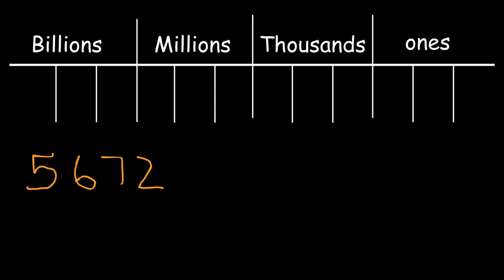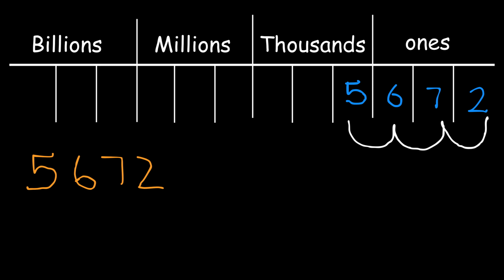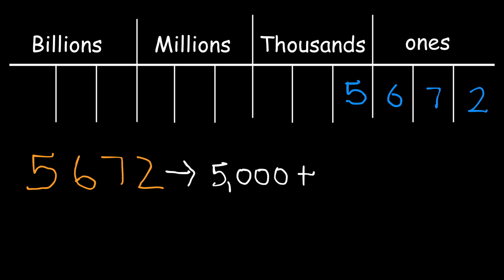Now let's start with the first example, 5672, and let's put this number into this chart. Let's start with the digit 5. The digit 5 is under the thousands, so if we move three place values, 1, 2, 3, the 5 will be followed by three zeros. So let's write this down, 5000. So the expanded form of this digit is 5,000.